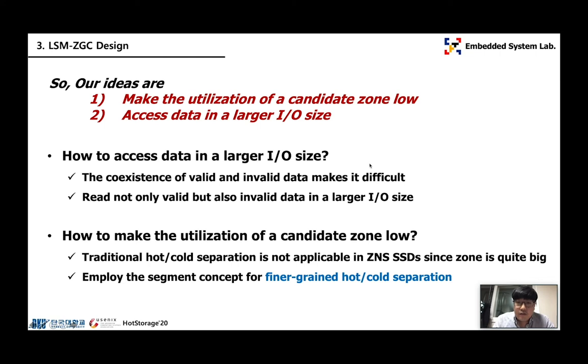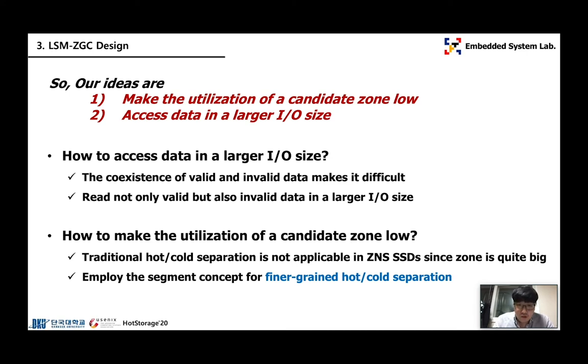The second idea is simple to implement, reading and writing a larger unit, but the coexistence of valid and invalid data makes it difficult to read data in a larger I/O size. Hence, we decide to read not only valid data but also invalid data together in a larger I/O size. Now, the question is how to make the utilization of the candidate zone low.